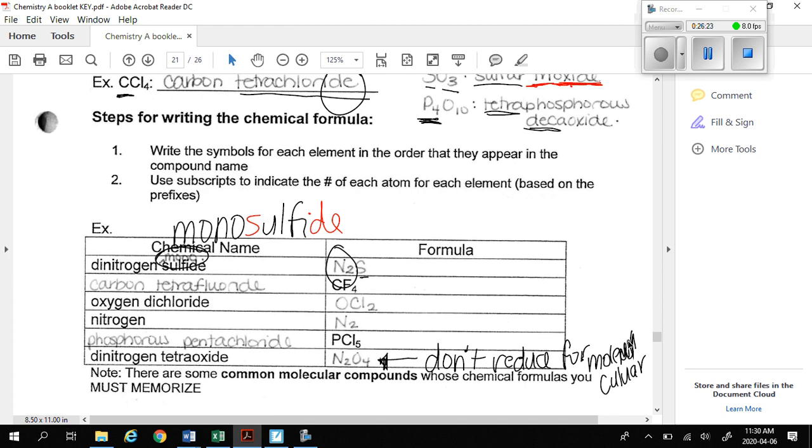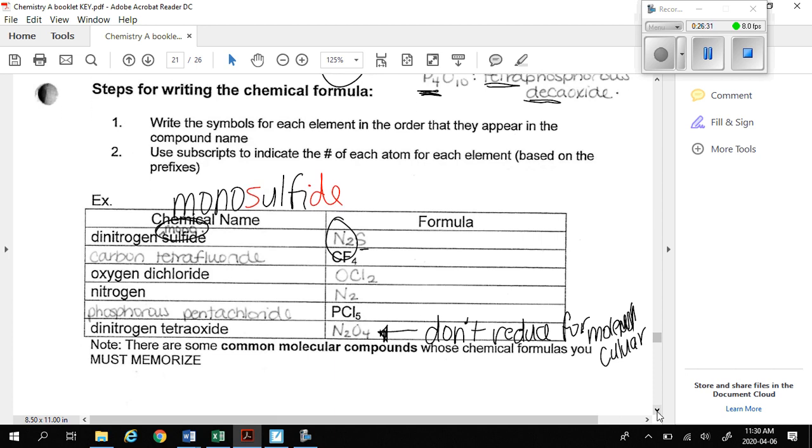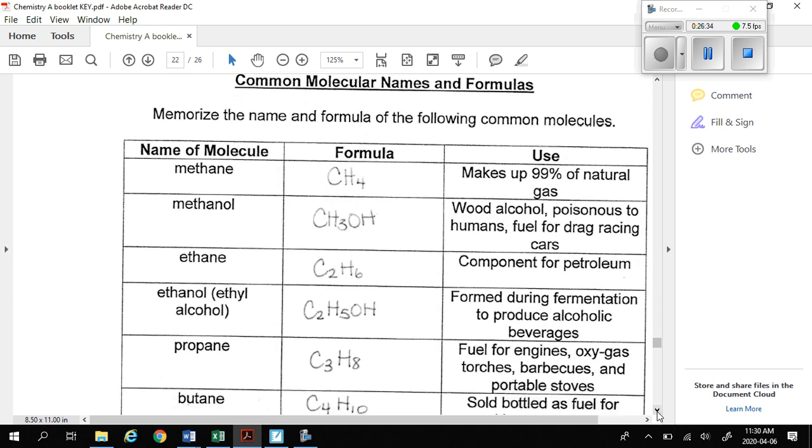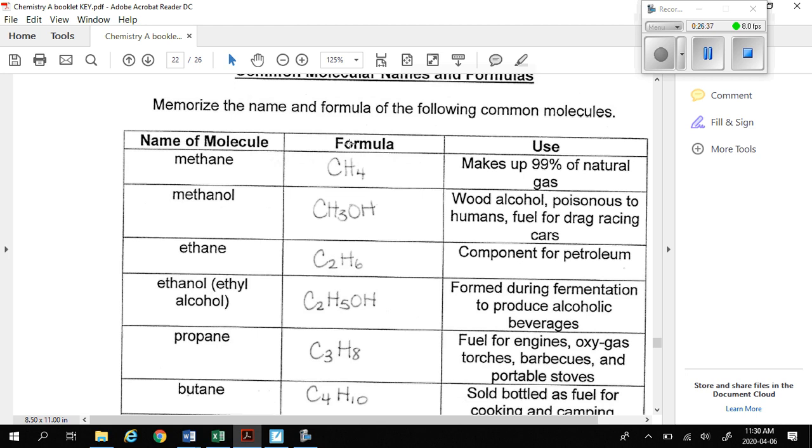So it says, note, there are some common molecular compounds whose chemical formulas you actually must memorize. And so that's on to the next page. The first one I'm going to feature is methane. That's the one that I had on that first page, CH4, and I said it was a bad example because it doesn't really follow our naming scheme. So CH4 you might name as carbon tetrahydride. We actually want to refer to it as methane instead. So the common molecular names are what we're going to work on. So methane is actually CH4.